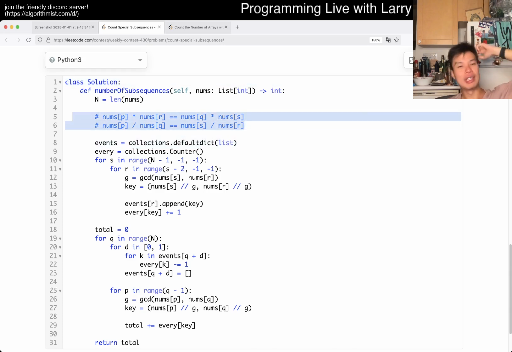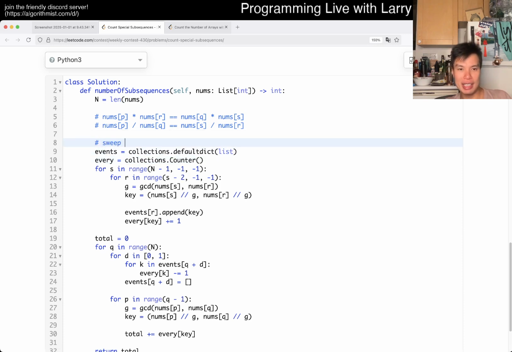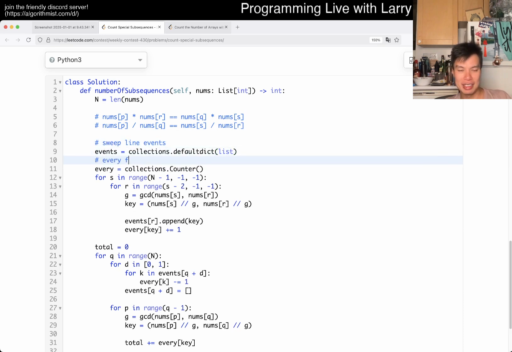the formulation that we had, right? I mean, straightforward so far. Here I put all the events because I think of sweep line as just events and them happening. So I put the events in a dictionary of lists. We'll see that in a second. And then every pair that exists, or every fraction maybe, right? So these are sweep line events. We'll talk about that in a second, but these are every fraction that exists on the right side.